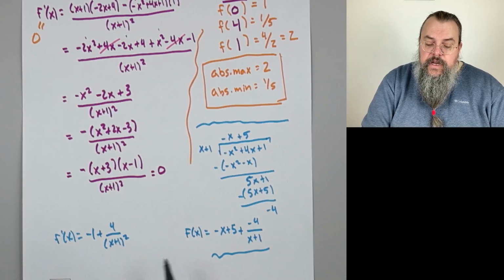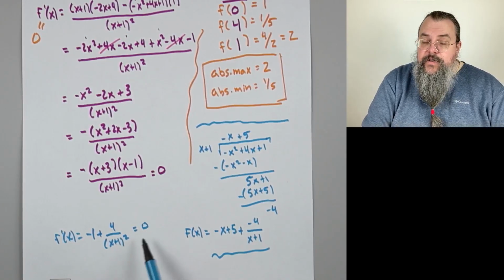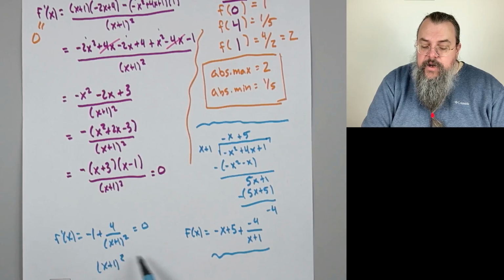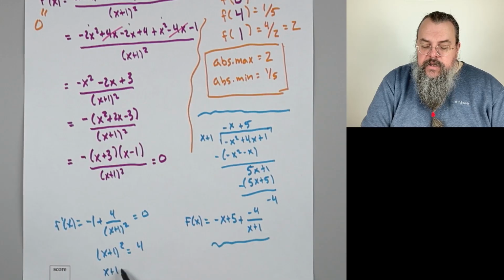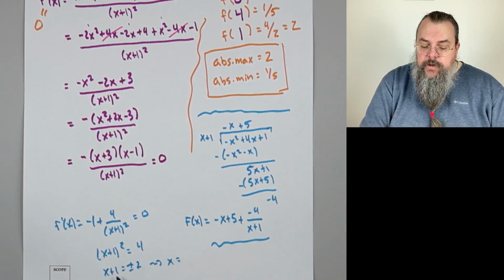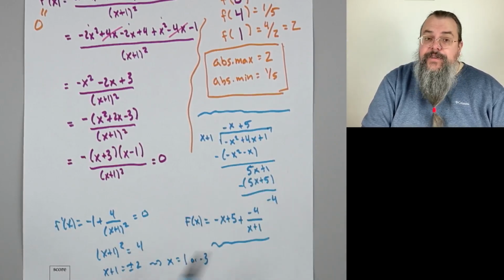And if you set that equal to 0, you see, aha, what does that tell us? Well, it tells us that x plus 1, quantity squared, has to equal 4. Or it says, oh, x plus 1 has to equal plus or minus 2, which says that x has to be either, well, 2 minus 1 is 1, or negative 3, which is what we already said. So you could have done this as well.